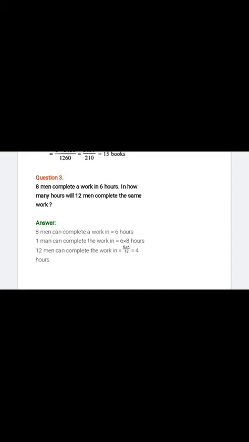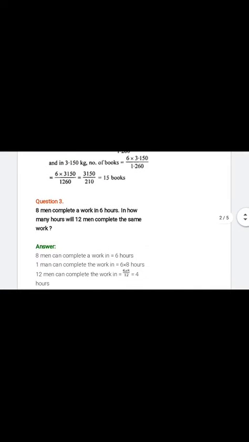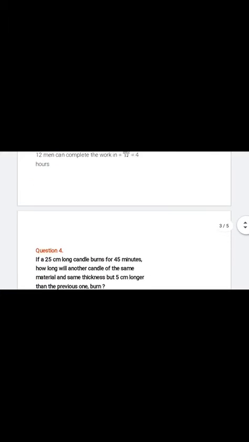1 man can complete the work in 6 into 8 hours. So 12 men can complete the work in 6 into 8 upon 12 hours, which will be 4 hours. So 12 men will complete the work in 4 hours. That is the answer. Okay, we have seen the third question.